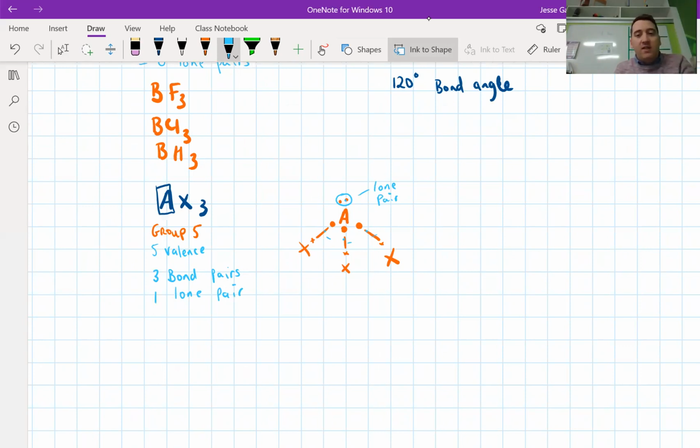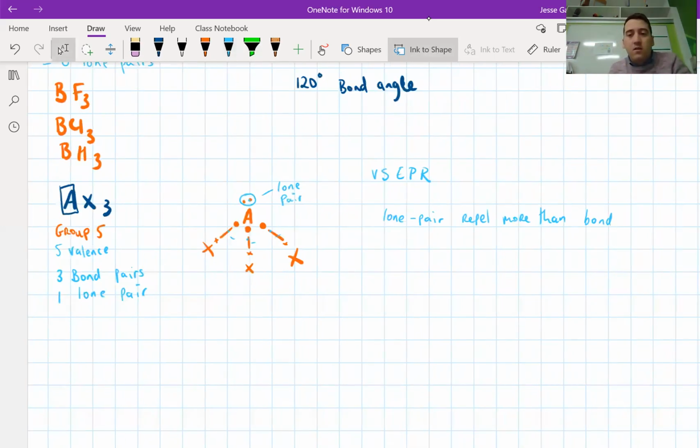The reason for that is there's this thing called valence shell electron pair repulsion theory, VSEPR theory. Valence shell, so outer shell, electron pair, we're talking about bond pairs or lone pairs, repulsion theory, which states, this is a theory which gives us the idea that lone pairs repel other pairs more than bond pairs do. So lone pairs repel more than bond pairs. So they will push other pairs further away.